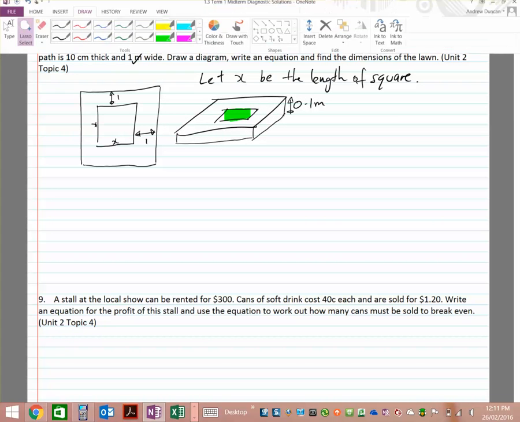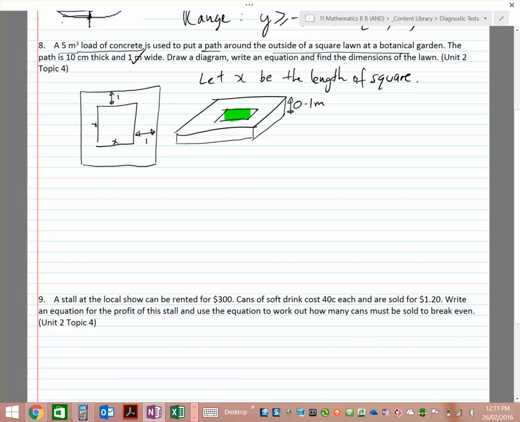So I've drawn my diagram. It says write an equation and find the dimensions of the lawn. So I've used pretty much all this info apart from the fact that I'm using 5 meters cubed of concrete. So I know it's got something to do with volume. So I'll let V be the volume. And from here I can write an expression for volume.